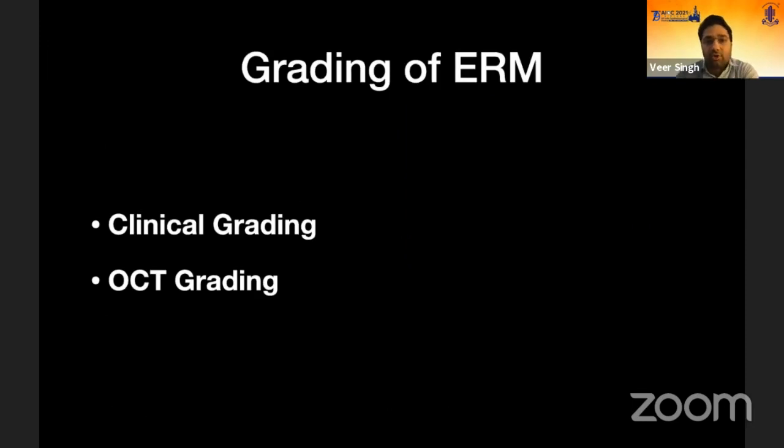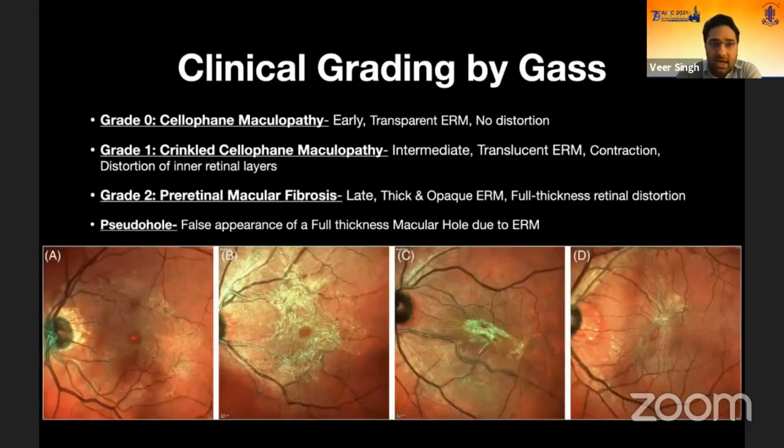Grading of ERM is important to plan management and for prognostication as well. There are two gradings: an older clinical grading and the more relevant OCT grading. In the clinical grading, grade 0 is cellophane maculopathy, which is in diagram A. It's an early stage with a transparent ERM and no distortion. In grade 1, crinkled cellophane maculopathy, it's an intermediate stage. It has a translucent ERM, and there's distortion of the inner retinal layers.